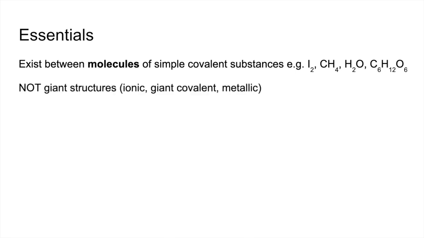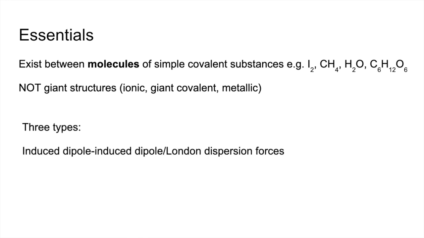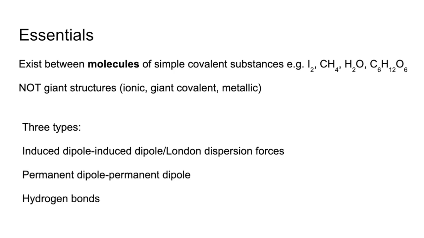They don't exist between giant structures. So ionic substances, giant covalent and metallic substances don't have intermolecular forces. It's only between molecules of simple covalent substances. There's three types: induced dipole-dipole force or London dispersion forces, permanent dipole forces, or hydrogen bonds. We'll look at each of those in turn now.